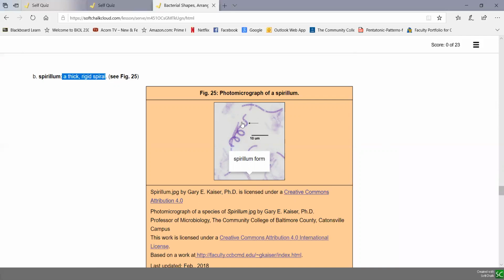But often when you make the slide, as the slide dehydrates and as you heat fix it, the spirals flatten out, so they tend to look kind of S-shaped, like we see here. So that's when the spirals flatten out. Sometimes you can actually see the spirals in them under a regular light microscope. But oftentimes it'll look more like the bottom bacterium here. It's kind of a nice, thick, wavy organism. But again, they're very thick, and the spirals are very regular and rigid.